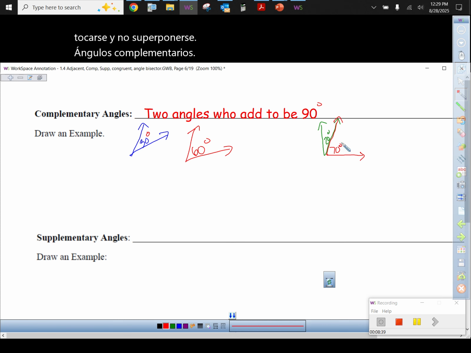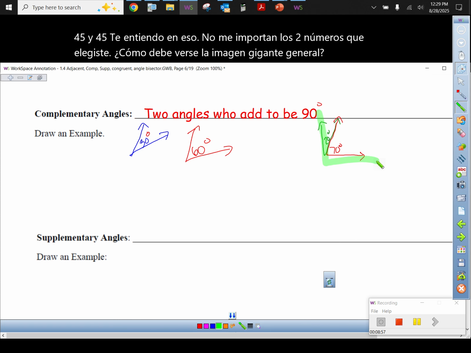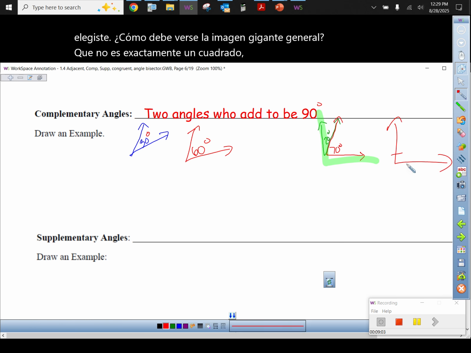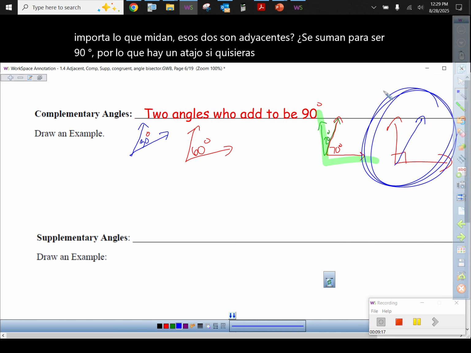Did anybody have an easier way to do that? Since they had to add up to be 90 and they had to touch each other? What's that? 45 and 45, I get you on that. I don't care about the two numbers that you chose. What's the overall giant picture got to look like? See that? Not quite a square, but a what? A right angle. What if you started like this? Boom, boom, boom, boom. Isn't that 90 right there? And then you did this. You put a ray inside of there, and I don't even care what they measure. Are those two adjacent, and do they add up to be 90 degrees? So there's a shortcut if you wanted to do it that way. These were what? Adjacent or non-adjacent? And non-adjacent. So very nice.